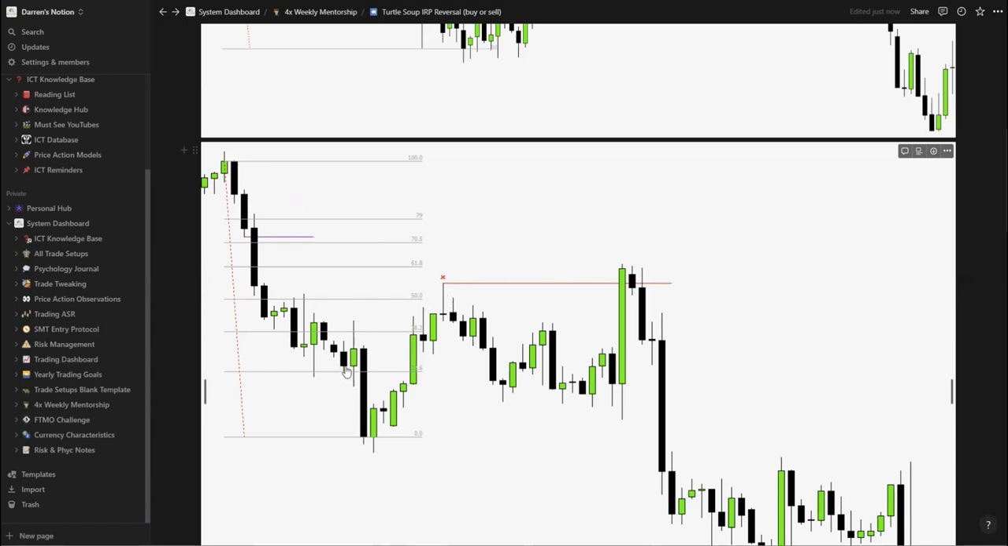This could be 1 hour. This could have been a 4 hour. It's likely it was a 4 hour, but anything of a higher time frame nature, 1 hour, 4 hour, daily, this could be a weekly. Okay, same rule would apply. Turtle soup, IRP reversal. Simple. You're turtle souping an old high or low with an IRP as a confirmation.